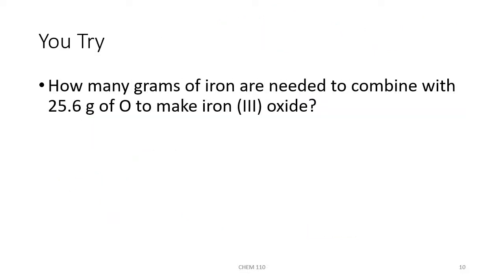Let's try another one. How many grams of iron are needed to combine with 25.6 grams of oxygen to make the compound iron 3 oxide? So first let's write our correct formula for iron 3 oxide. Iron is Fe and it's iron 3, so it has a 3+ charge. Oxygen is a representative element, group 6A, always forms a -2 charge.